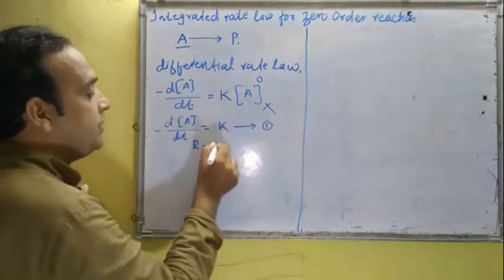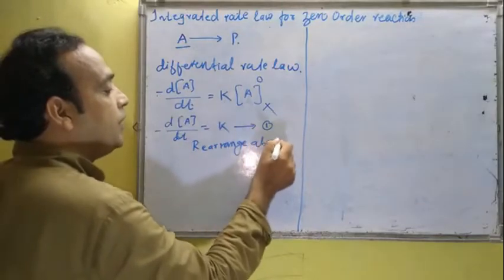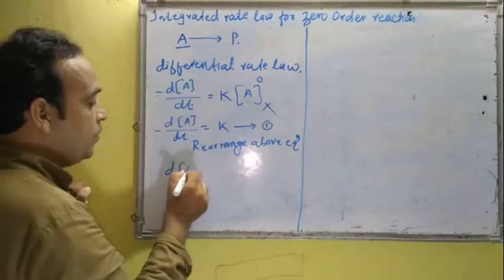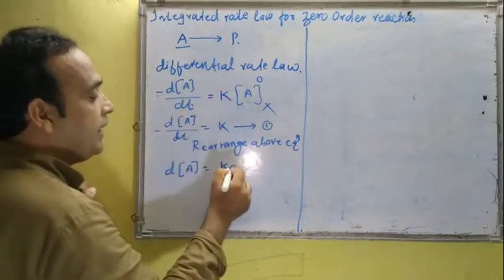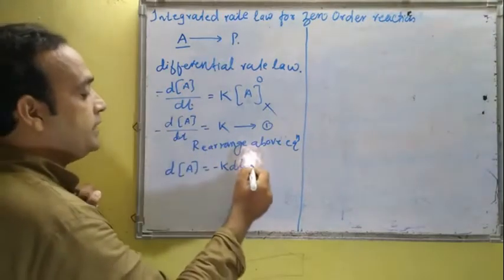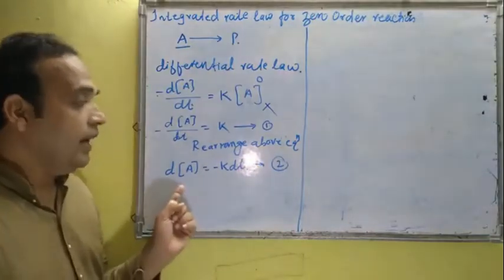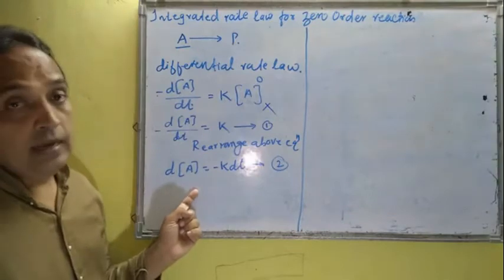Now rearrange the above equation. We will get here dA is equal to, okay, now shift here. So this becomes K dt, minus को भी shift करो. So dA is equal to minus K dt. Okay. Now this is the differential rate equation for zero order reaction.